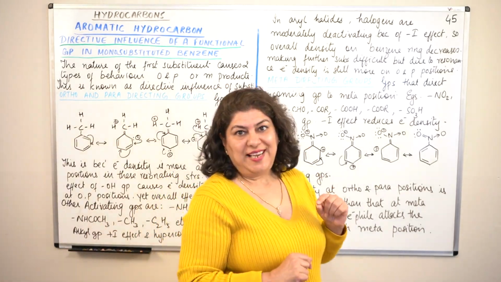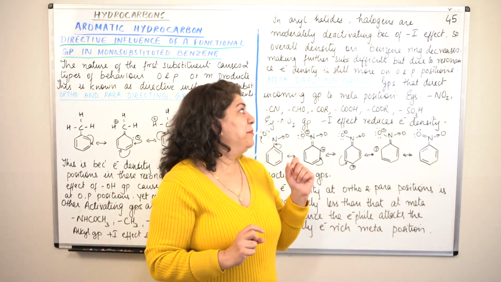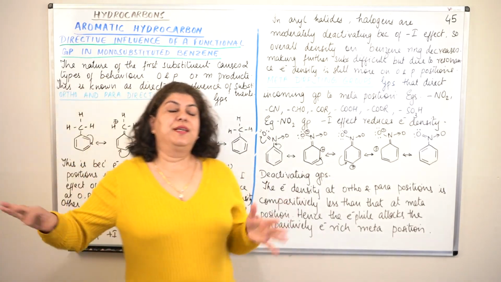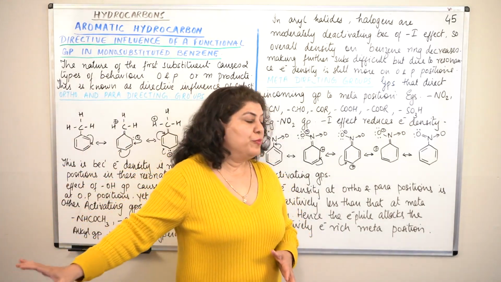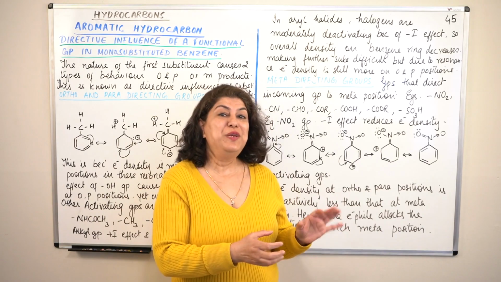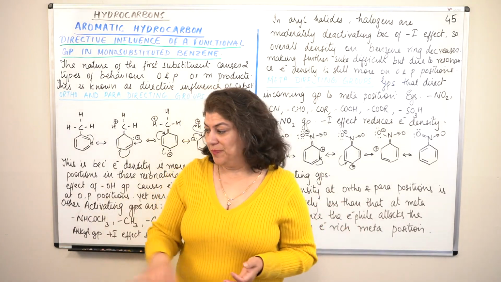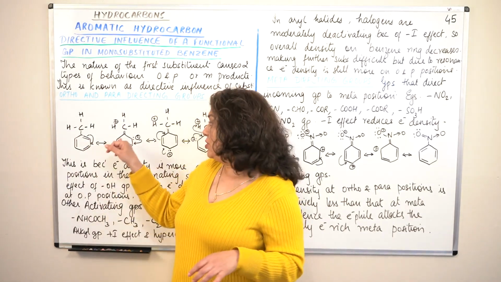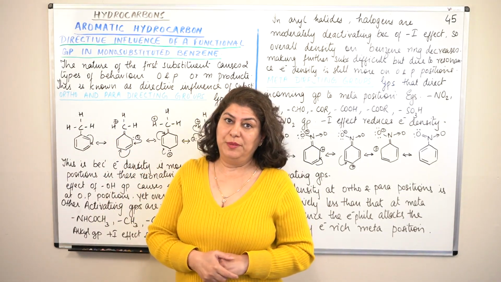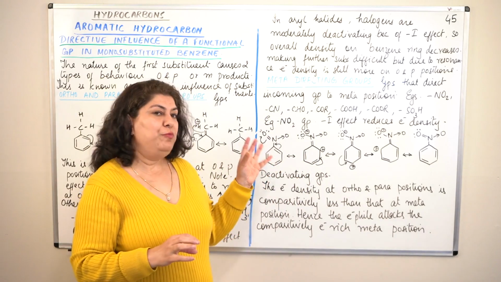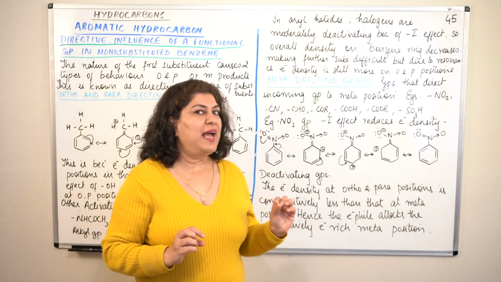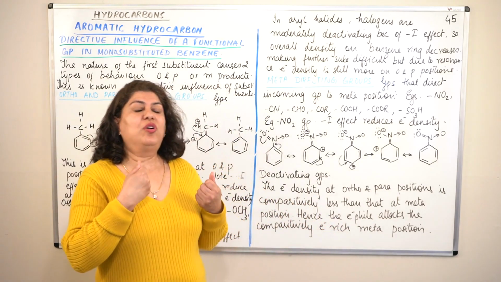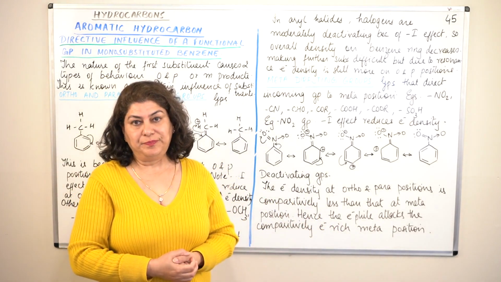Now we come to the second category, that is metadirecting groups. Whatever we studied about ortho and para directing groups, the opposite of that would be true for metadirecting groups. What did we say? They have lone pairs of electrons, which can be donated to form the double bond with carbon. These would be groups that do not have lone pair of electrons. They have a tendency to pull electrons away from the benzene ring.